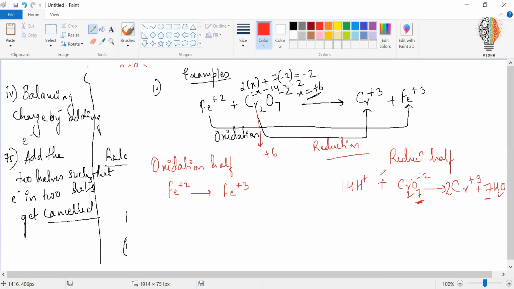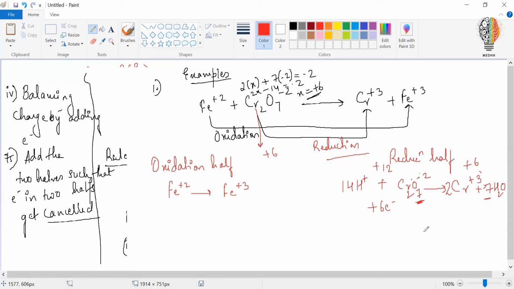Now the next point is to balance the charge. How are you going to balance the charge? By adding those many number of electrons, right? So just balance out how many charges there are. 14 H plus minus 2 is 12, and here it is plus 3 and 2, that is plus 6. So here there is a total charge of plus 6 and here a total charge of plus 12, right? If I want to neutralize, or balance them out, I can add 6 electrons over here. So what I am going to get is plus 6 over here and plus 6 over here.